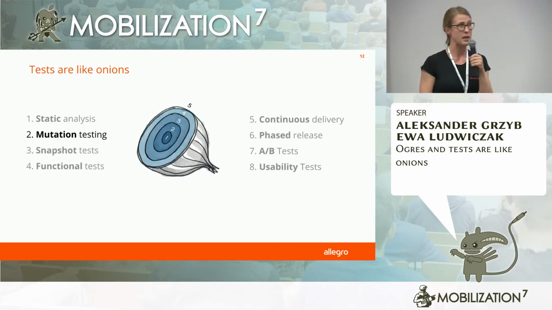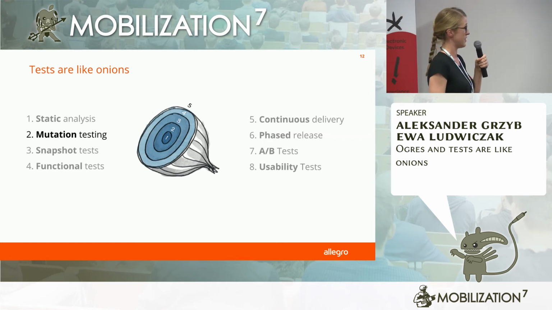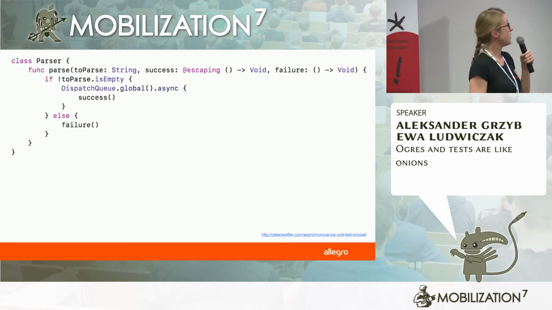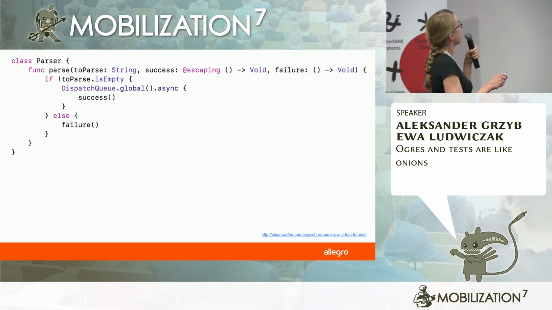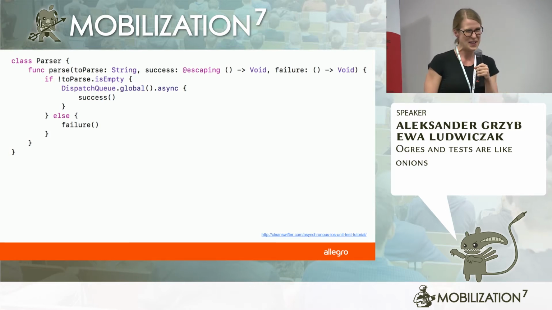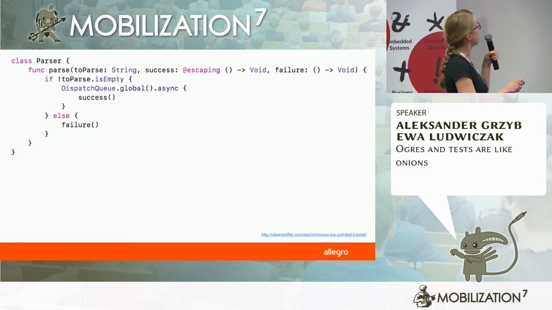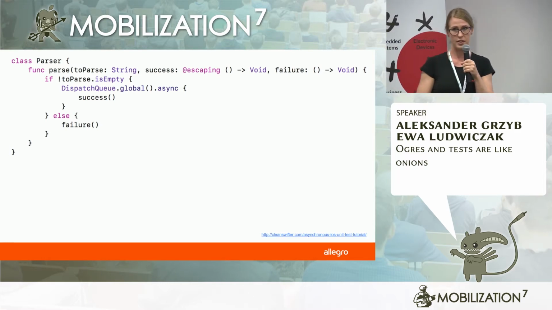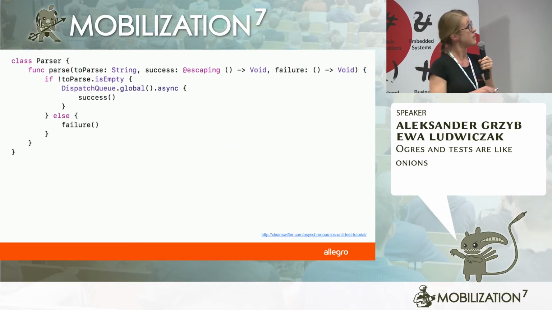Great. OK, so we talked about the first layer. Let's move to the second one. Again, I would like to show you some code. We have this parser, like you, Tomek, also talked about parser. So there's this simple function parse that has 3 parameters. The string to parse and 2 closures, success and failure.